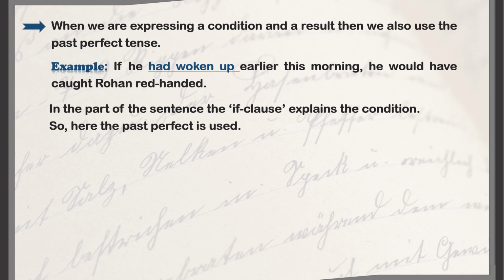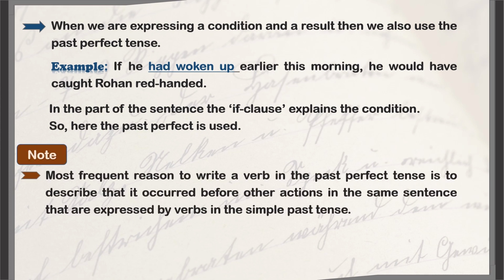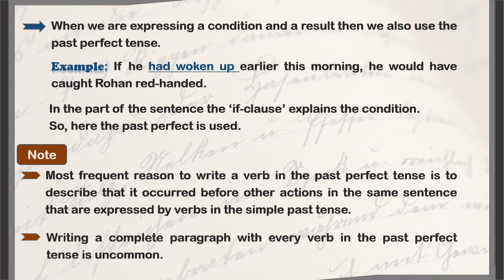Please note that the most frequent reason to write a verb in the past perfect tense is to describe that it occurred before other actions in the same sentence that are expressed by verbs in the simple past tense. Also, writing a complete paragraph with every verb in the past perfect tense is uncommon.